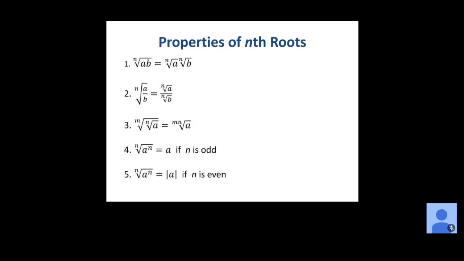Now, some properties of these roots. If we're taking the nth root of A times B, we can actually split up that root into multiple radicals. We can take the nth root of A and take the nth root of B and then just multiply those two things together. The reason this is useful is sometimes you'll be able to take the nth root of one part of your product on the inside, but not the nth root of the other.